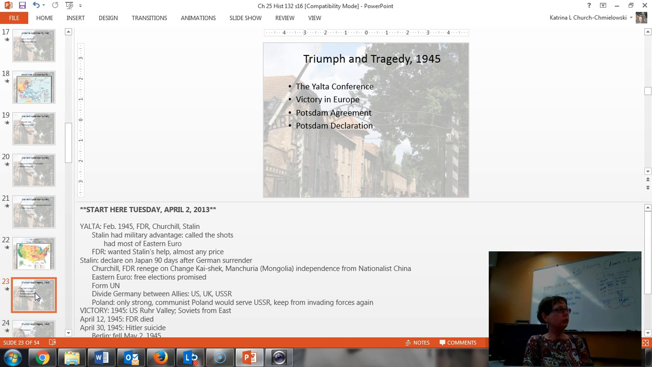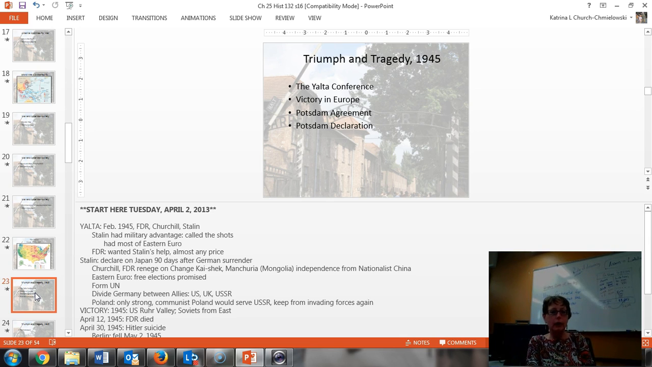FDR wanted Stalin's help for Japan, and he would do almost anything to get it at this point. So Stalin agreed to declare war on Japan 90 days after Germany surrendered. Churchill and FDR, what'd they do with Chiang Kai-shek? What'd they do in the Yalta Conference? They denied it. They reneged on the contract that they had with Chiang Kai-shek that had kept China in the war, right? So, for Manchuria from nationalist China.